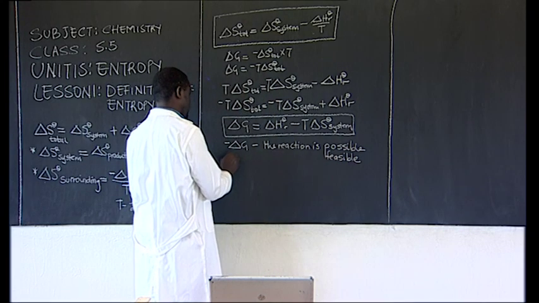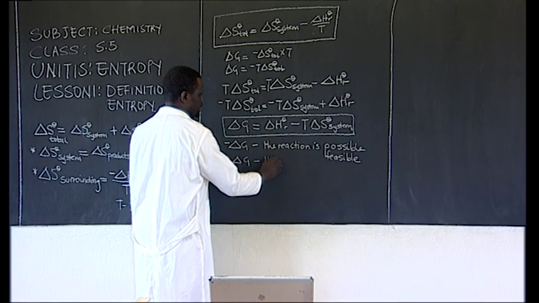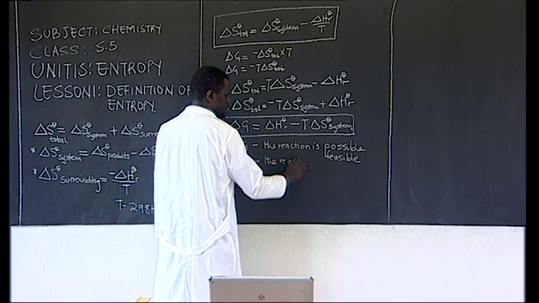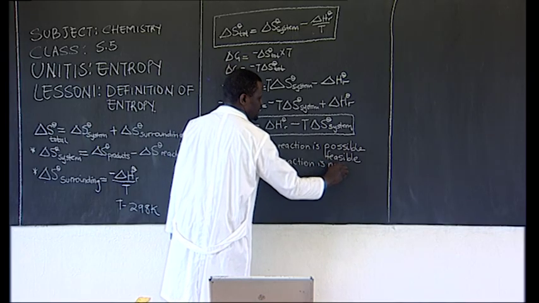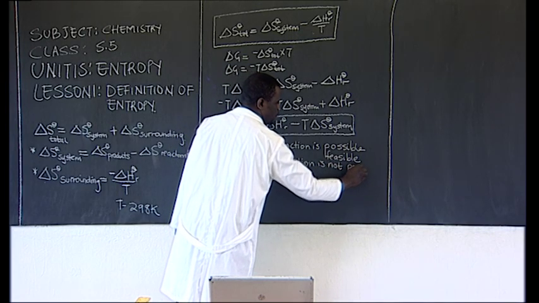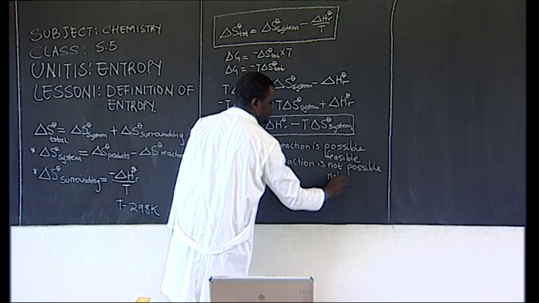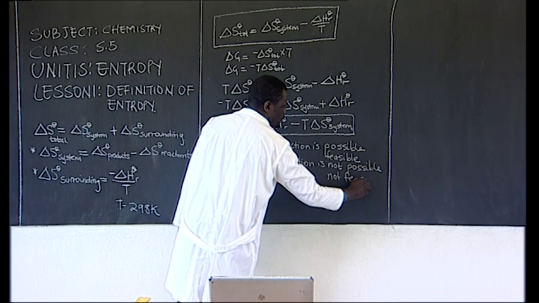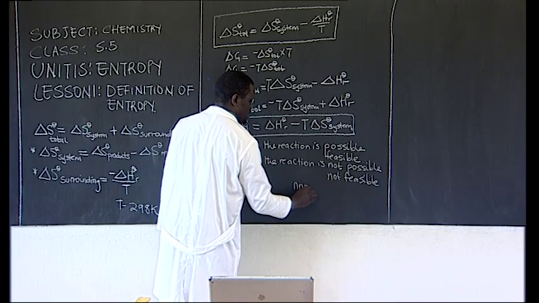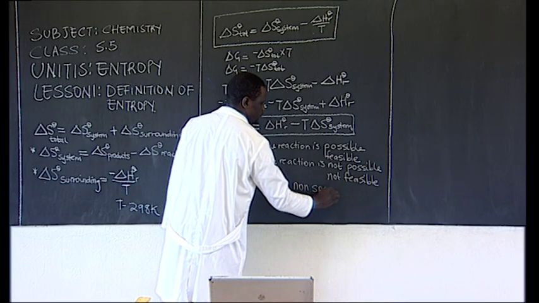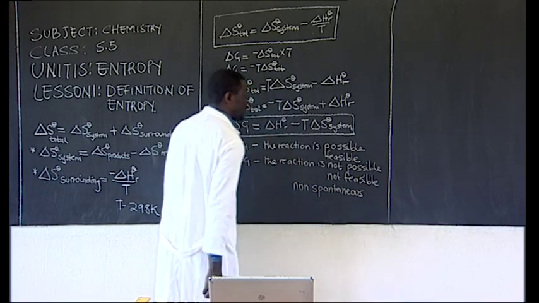If delta G is positive, it means the reaction is not possible. The reason I'm writing it, I want you to get it. Not possible, again we can say not feasible, or there is that thing which sounds very nice. We normally call it non-spontaneous, meaning it cannot occur on its own.